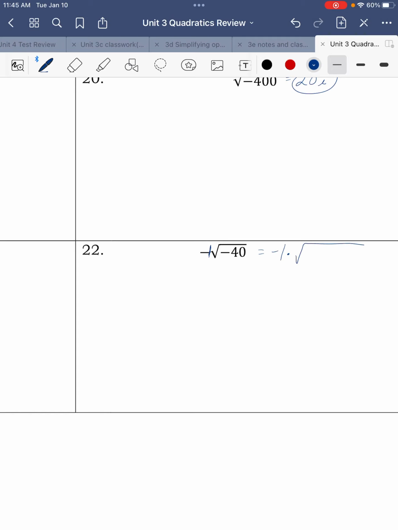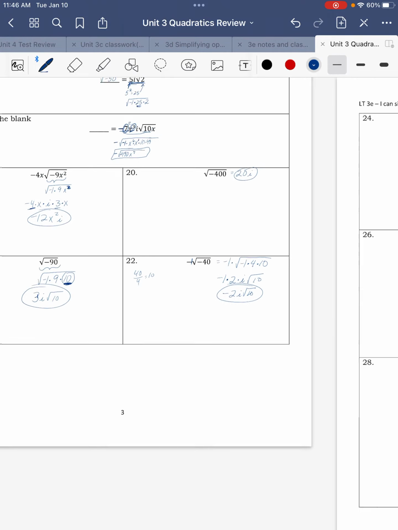All right, 22, we have a negative 1 on the outside. Negative 1 times, let's see here, 40 divides by 4. That's 10. 10 is not divisible by 4, 9, 16, so 4 is going to be your biggest. So that's going to be 4 and 10. So now we have negative 1 on the outside from the negative. Square root of 4 is 2. Square root of negative 1 is i, square root of 10. It's going to be a negative 2i square root of 10.